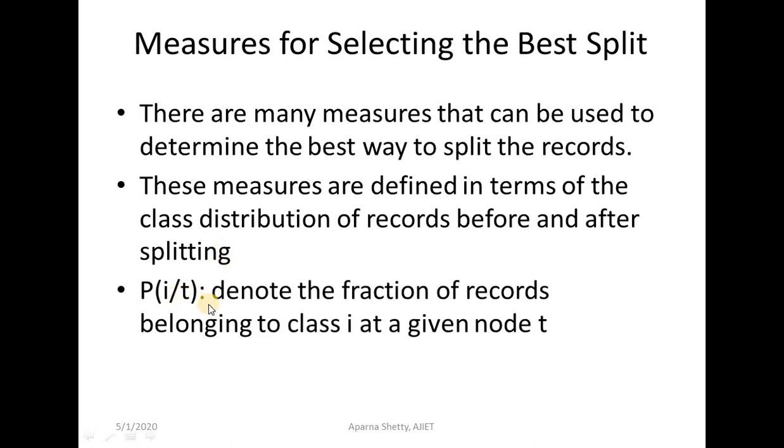P of i given t. This is a very important term. It denotes the fraction of records belonging to class i at a given node t. We will be using this term almost everywhere here. So this is very important: P of i given t, the fraction of records belonging to class i at a given node t.